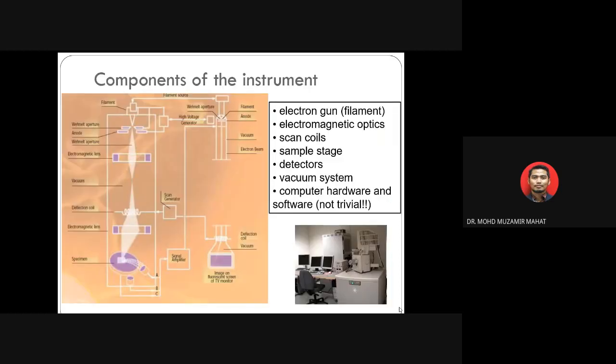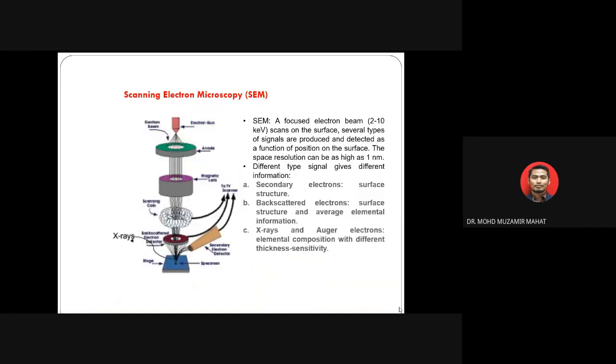So components of the instrument include electron gun, electromagnetic optics, scan coils, sample stage, detectors, vacuum system, computer hardware, and software. Yeah, this is highly important.